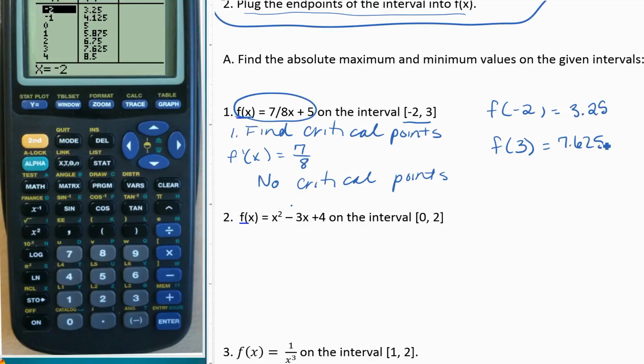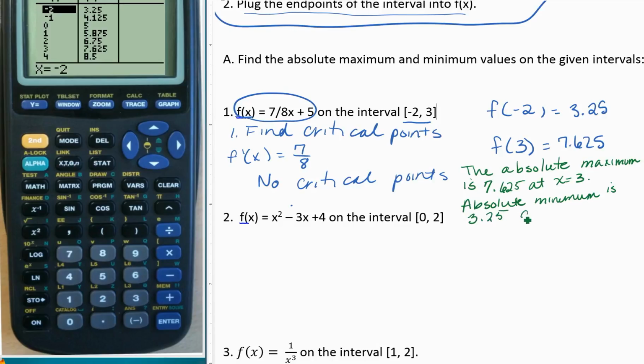So here, kind of our final answer, why don't I write my final answer in green, we'd say the absolute maximum is, I'm going to find the highest y value, 7.625 at x equals 3, and the absolute minimum is 3.25 at x equals -2. Okay.